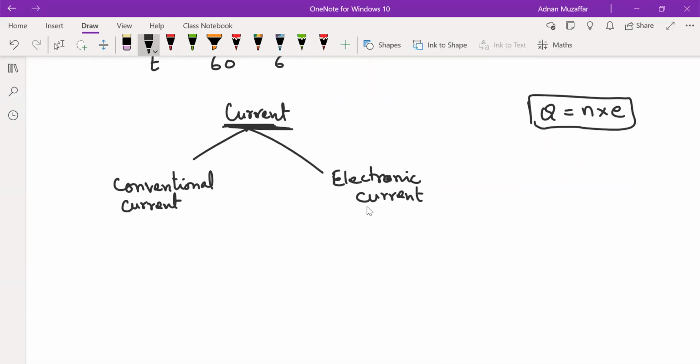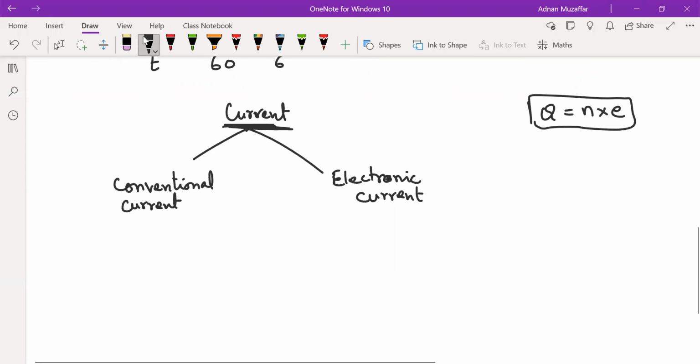Okay, so it means the current in which we consider the movement of electrons, and electrons always move from negative to positive. Negative is referred to as lower potential point, and positive is always referred to as higher potential point. Okay, so we already have this idea that negative is considered to be a lower potential point and positive is considered to be a higher potential point. And so electrons always move from negative to positive.